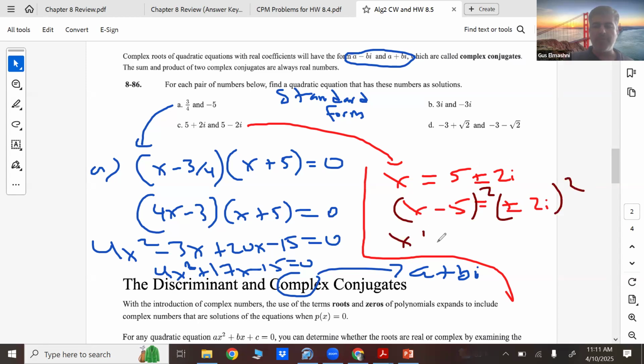You get x squared minus 10x plus 25 equals -4.